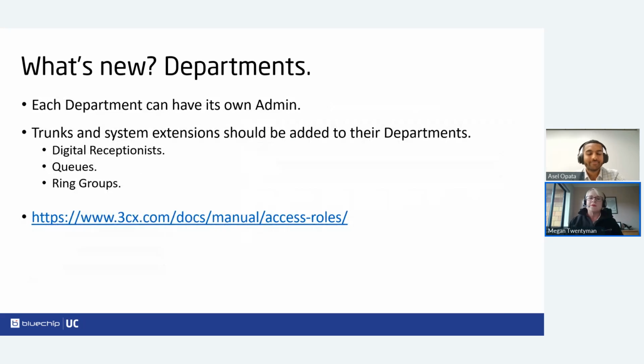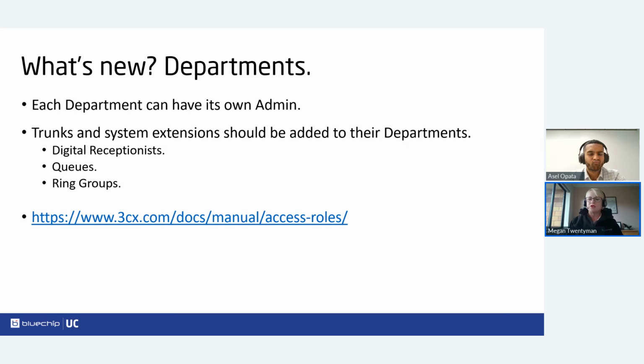The other key thing with departments is that each department can have its own admin. This means that some of those everyday functionalities, putting somebody else into a queue, those types of things can be done. Trunks and system extensions are now added to the departments. So digital receptionists, queues, ring groups, all those kind of things. So you do need to think about the user role that is assigned to people.